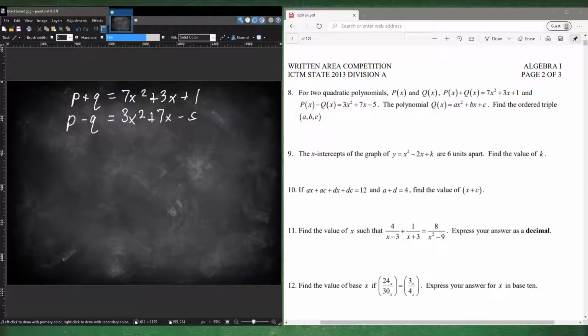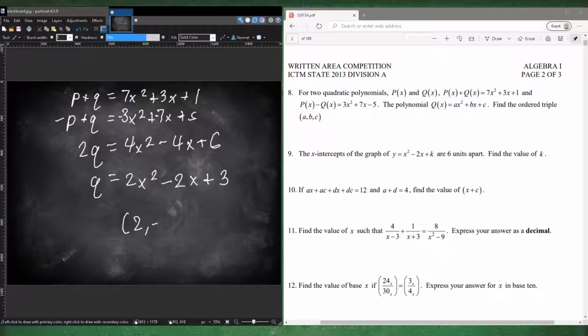So we want to get the q, we just need to make this one the negative, this one the positive. So just multiply each side by -1. So that's a negative, and this turns into a positive. Add them together, that's 2q equals 4x squared minus 4x plus 6. And then we divide by 2 to get our q, which is 2x squared minus 2x plus 3. So a, b, c is 2, -2, 3. And that is our answer for number 8.